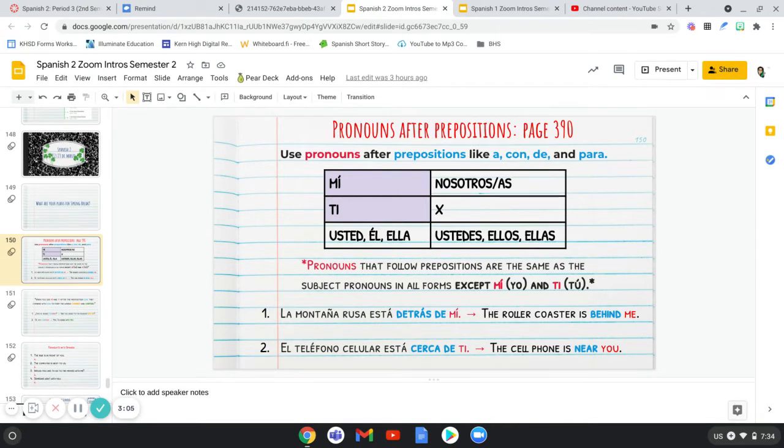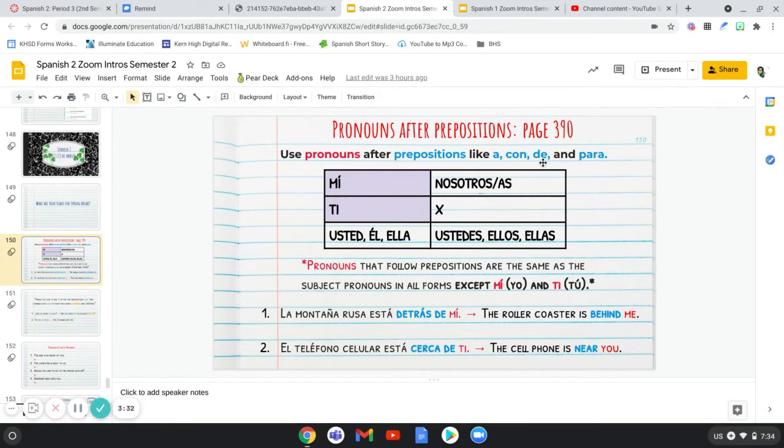So when you use a pronoun after prepositions, the four prepositions you are using are a, just the letter A, which means to, like yo voy a BHS, I go to BHS. The second one is con, with. We learned it when we came to food, like hamburguesa con queso, but it's just with, like yo voy a BHS con mi amigo, I go with my friend.